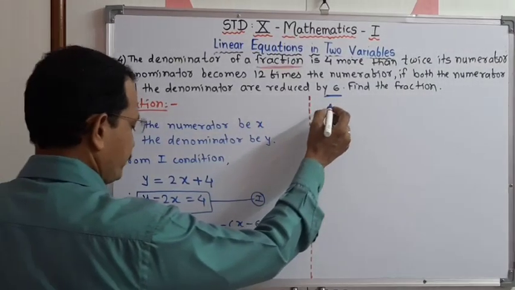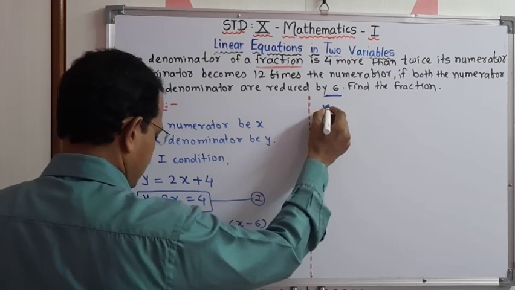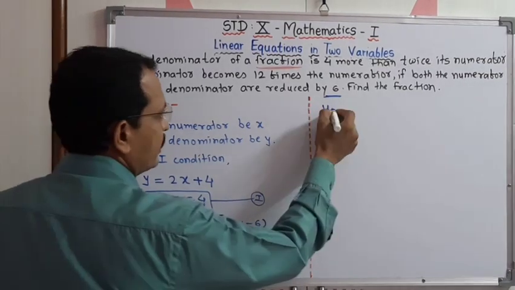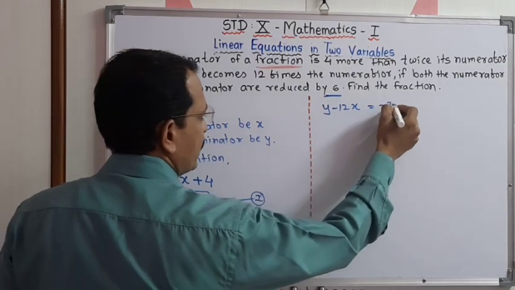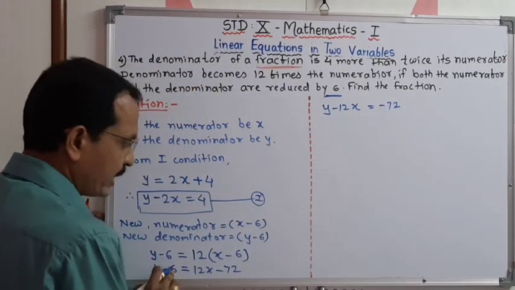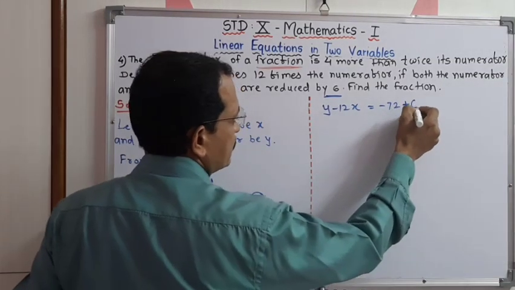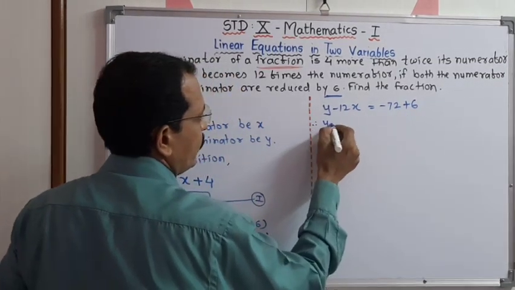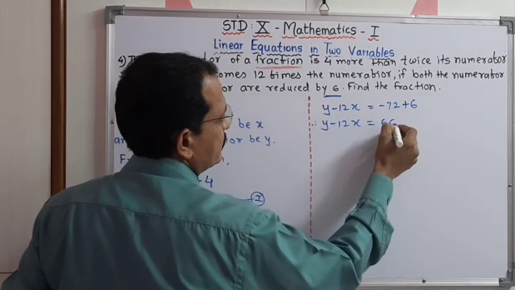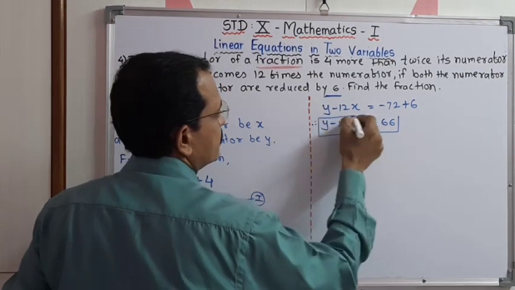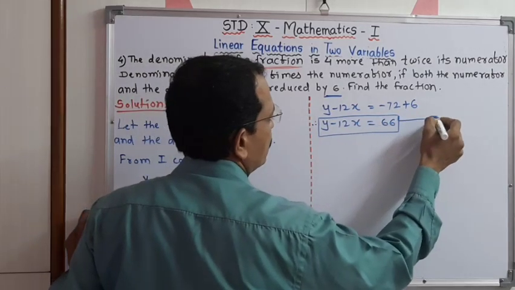Now here y minus 12x is equal to minus 72, and this minus 6 will become plus 6. Therefore we get here y minus 12x is equal to minus 66. This is our equation number 2.